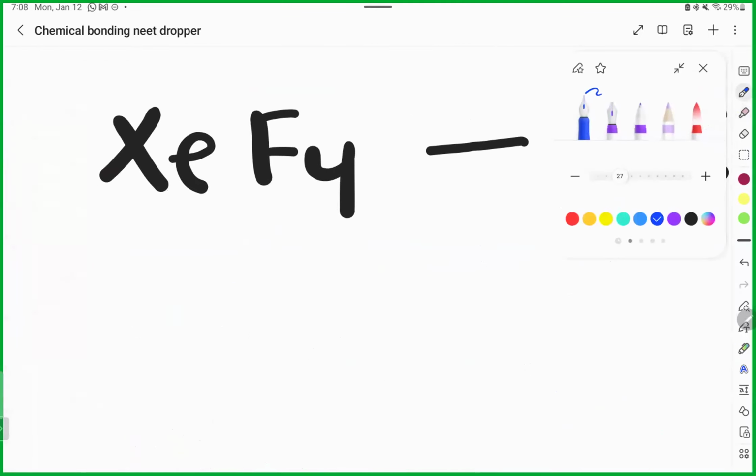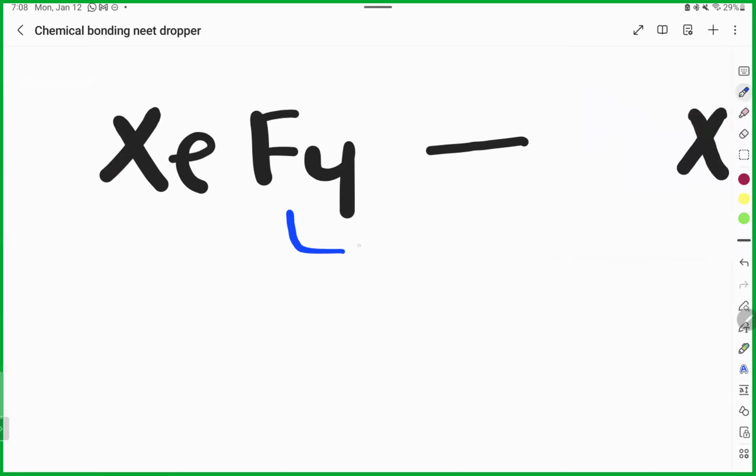Pratigya, tell me in this situation, you have HCF4, what will be your bond pair? 4, because 4 fluorine. What will be the valence electron? Chandana? Sir, 8. What will be the lone pair?